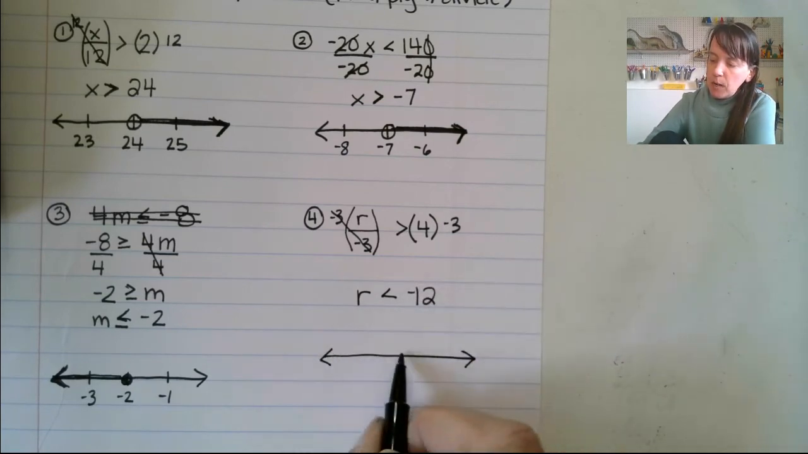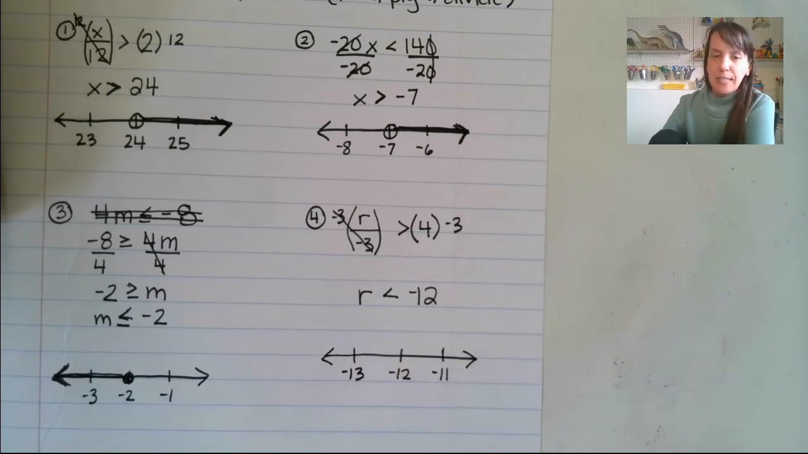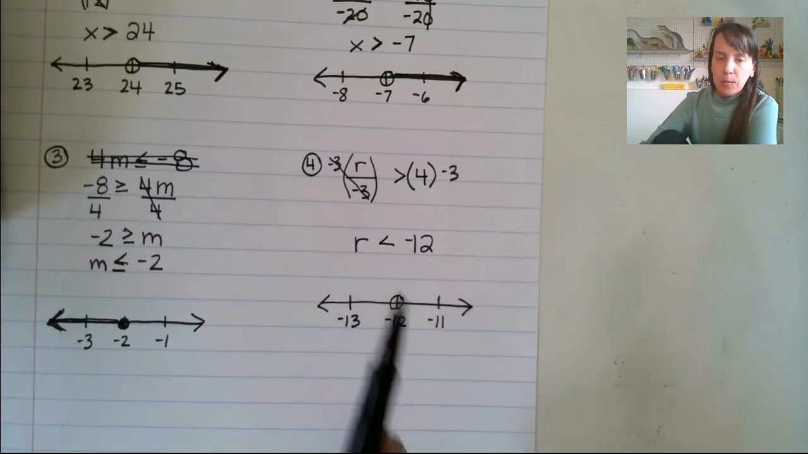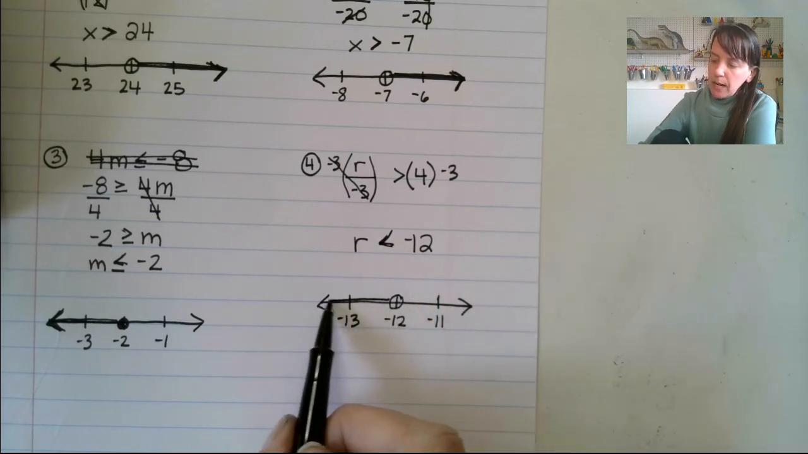Put out my negative 12 here. This is going to be negative 11 because I'm going up, and this is going down, so it's negative 13. All right, open circle on negative 12 because there's no equal sign. And then you'll see that the arrow is pointing to the left, so I'm going to go right here to the left.